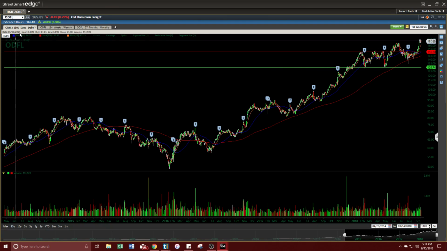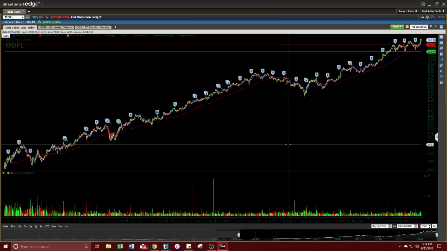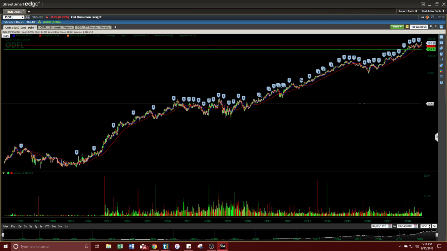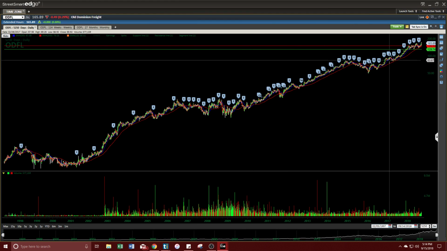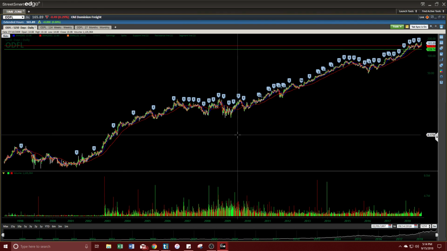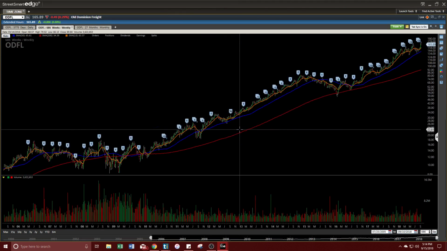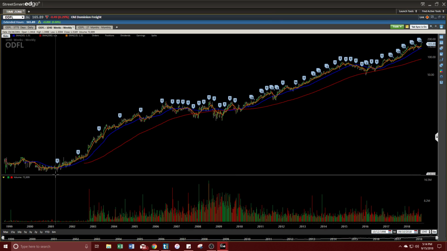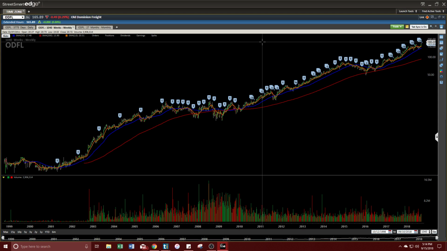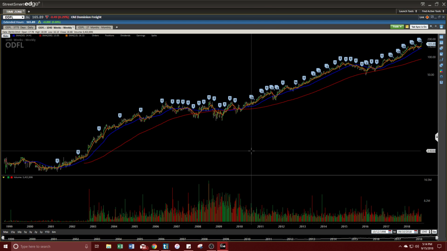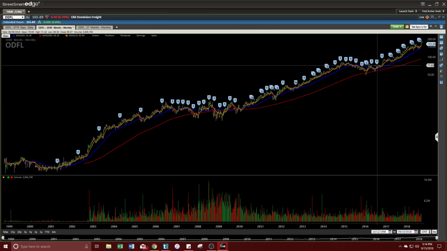I like this ODFL chart. This is a great, great chart. Look at that. It's just been growing and growing and growing for any long-term investments. See the weekly. See, it was all the way down here at $1 back in 2000. Today it's up almost $200. That's crazy. But it took 18 years to get there.